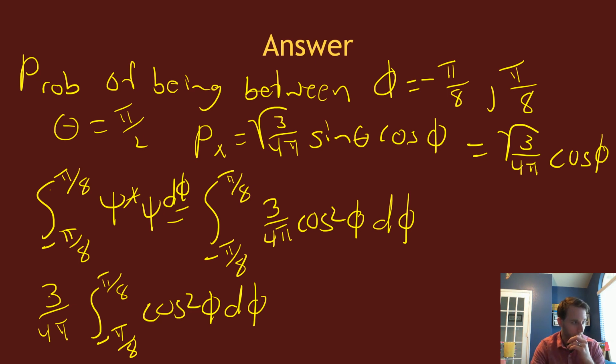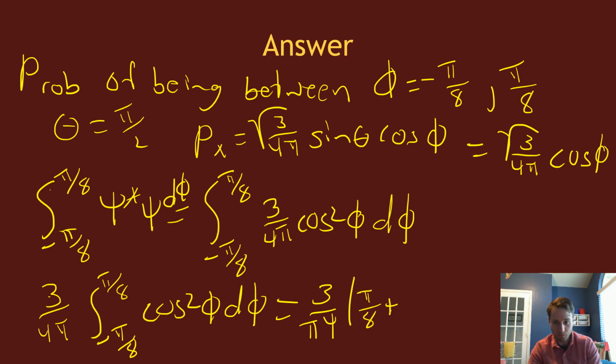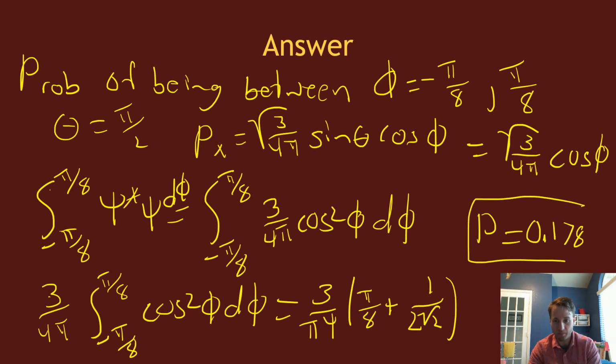If we use something to solve it, what you'll find is that this integral comes out to be, with the 3 over 4 pi still there, pi over 8 plus 1 over 2 square root of 2. This final probability comes out to be just 0.178, or 17.8%. So that's the probability of being located around phi equals 0.